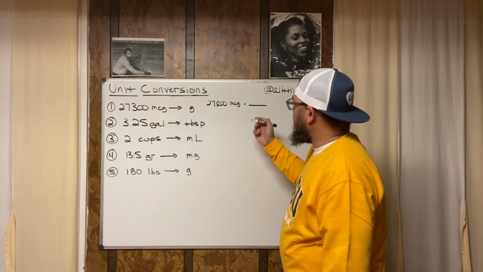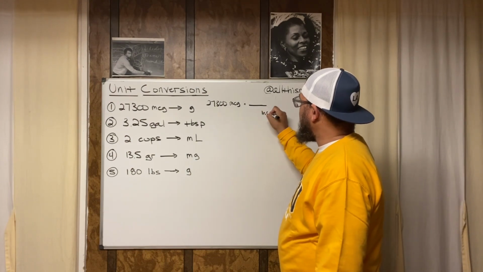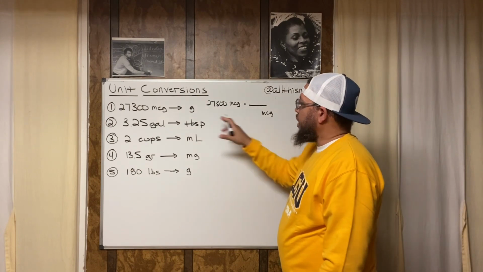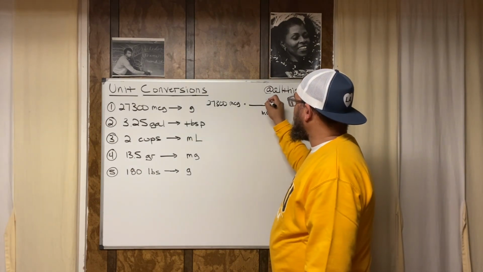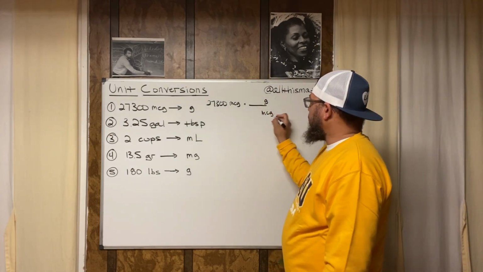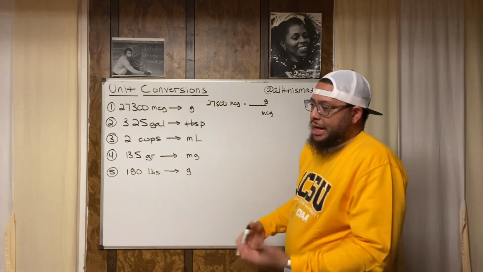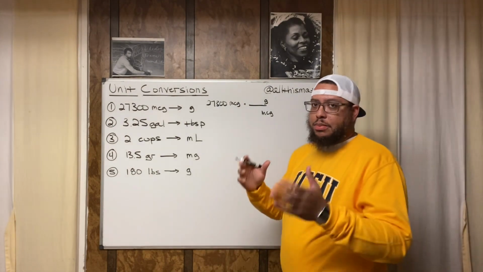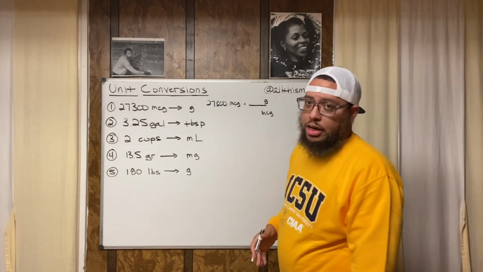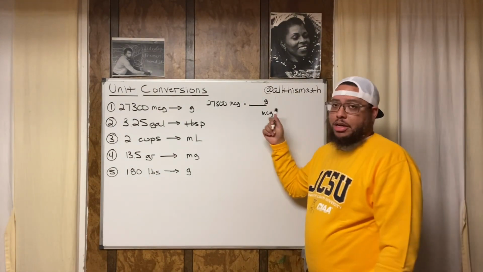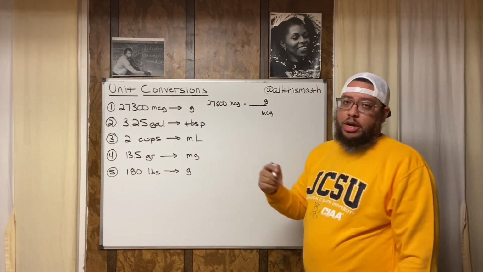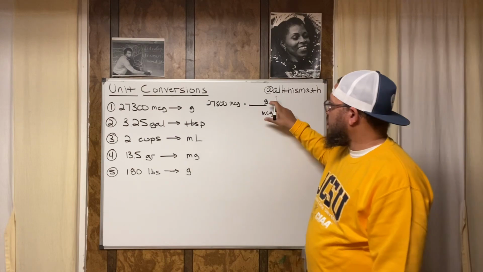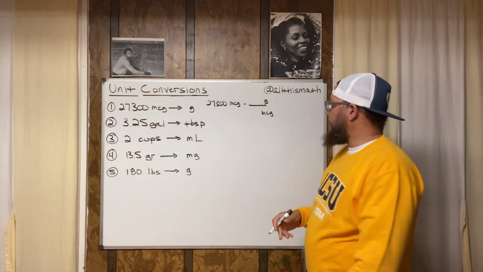So we're going to write the prefix microgram in our denominator, as we always do, because we want to cancel out micrograms and we want to end up with grams. So grams is going to go in the numerator, micrograms is going to go in the denominator. That's just the algorithm. That's the setup. That's something you have to memorize. Whatever you're trying to get rid of, that unit should go in the denominator of the fraction. Whatever you're trying to keep or end up with as the unit, that's going to go in the numerator of the fraction. All right.